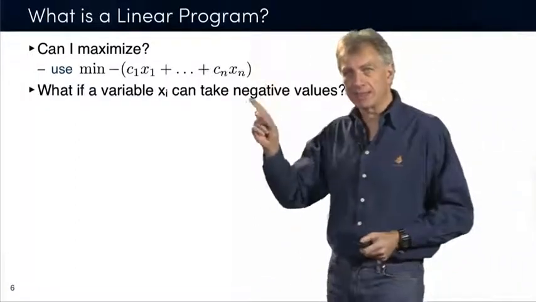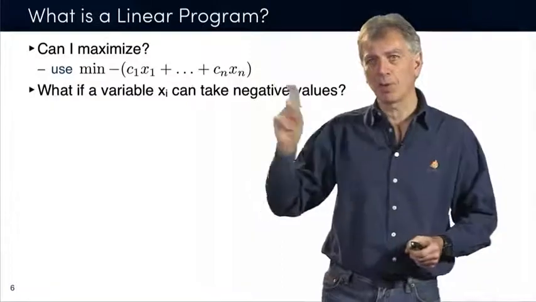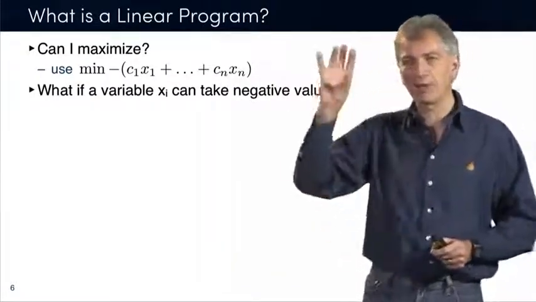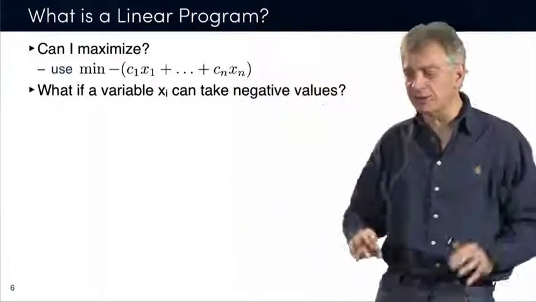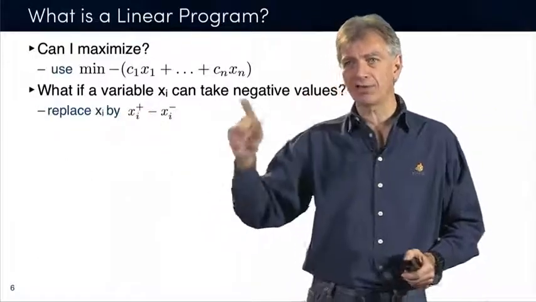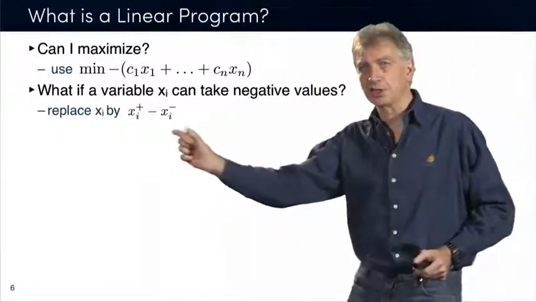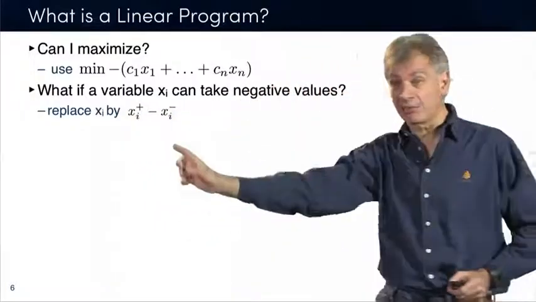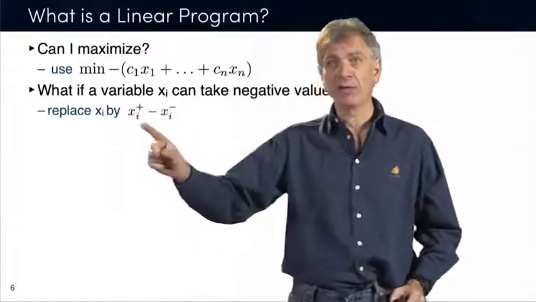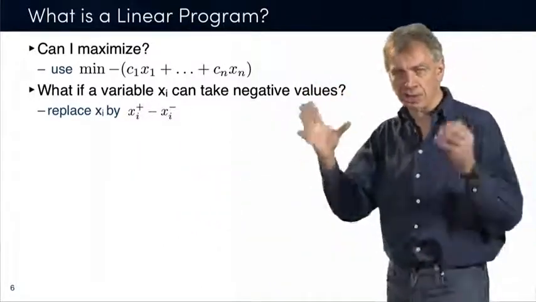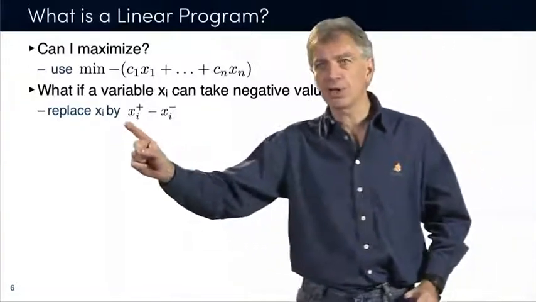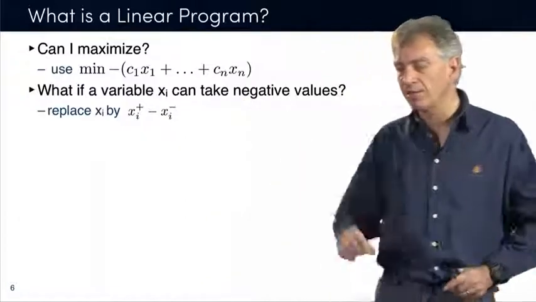Now, can a variable xi take both positive and negative values? Can you actually represent that? You can, and here is how you do it. You take variable xi, and everywhere inside your linear program, you replace it by a difference of two variables, xi plus and xi minus. Why does it work? Both of these variables have to take non-negative values, because that's what a linear program does. But this difference can take both positive and negative values.